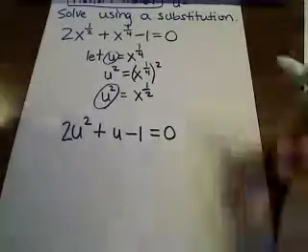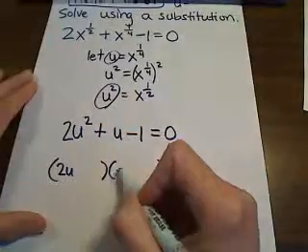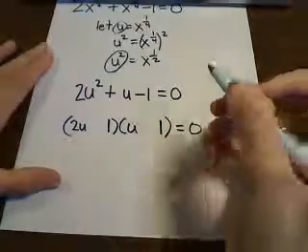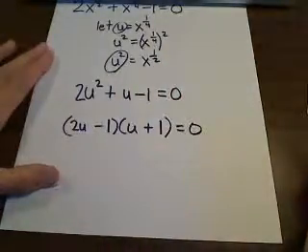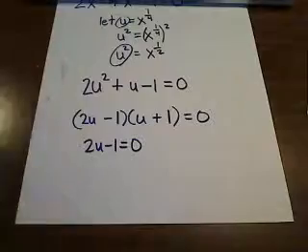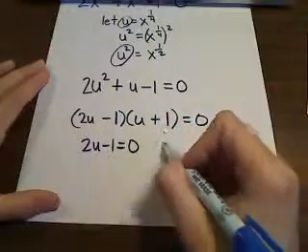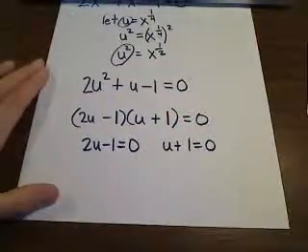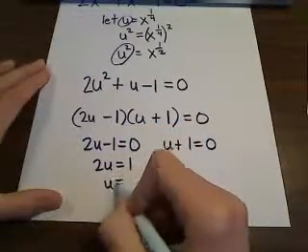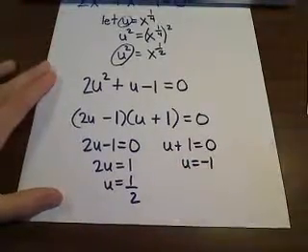Again, this is going to factor. If we use 2u and u, and a 1 here and a 1 there, if I make this positive and this negative, then that'll factor. Then I'm going to set each piece to 0, set this factor to 0 and this factor to 0, and solve separately. If I add 1, 2u equals 1, and then divide by 2, so u is 1/2. Here I would subtract 1, so u is equal to -1.